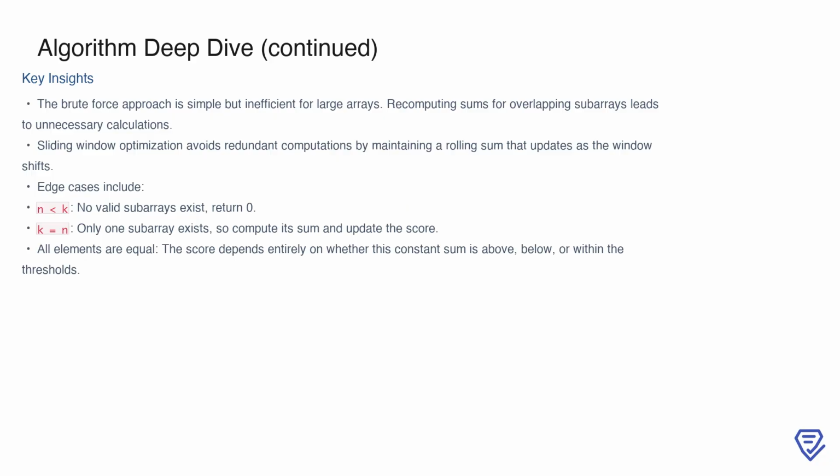Some edge cases to consider include scenarios where the array length n is less than k, in which case no valid subarrays exist, and the function should return 0. If k is equal to n, the entire array forms a single subarray, and we simply compute its sum to determine the score. Lastly, if all elements in the array are the same, the score depends entirely on whether this constant sum lies above, below, or within the thresholds.